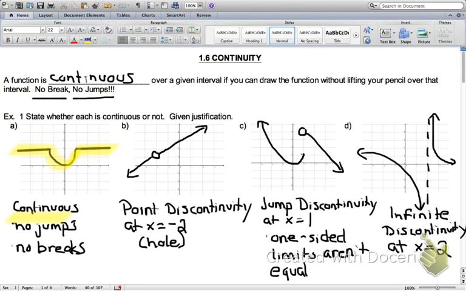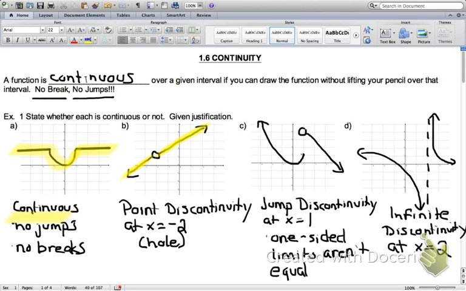Our next example, in B here, this is called point discontinuity at x equals -2. That's because we have a hole. As you notice, if I go ahead to draw my function, I have to lift my pencil and begin on the other side of -2.